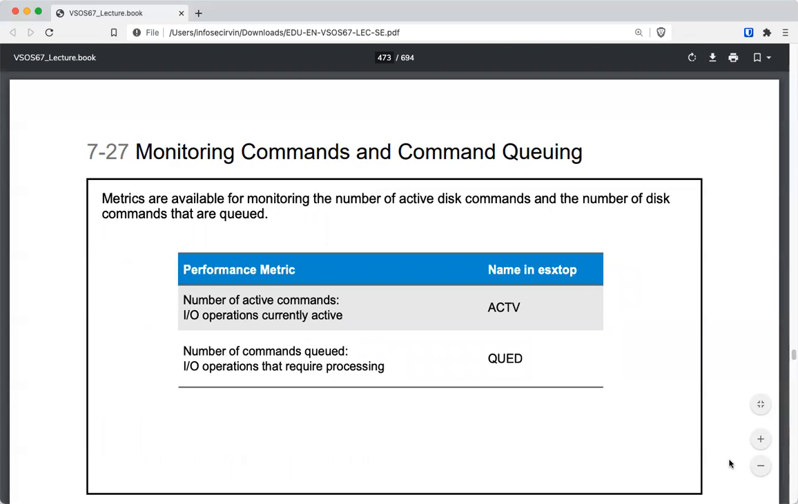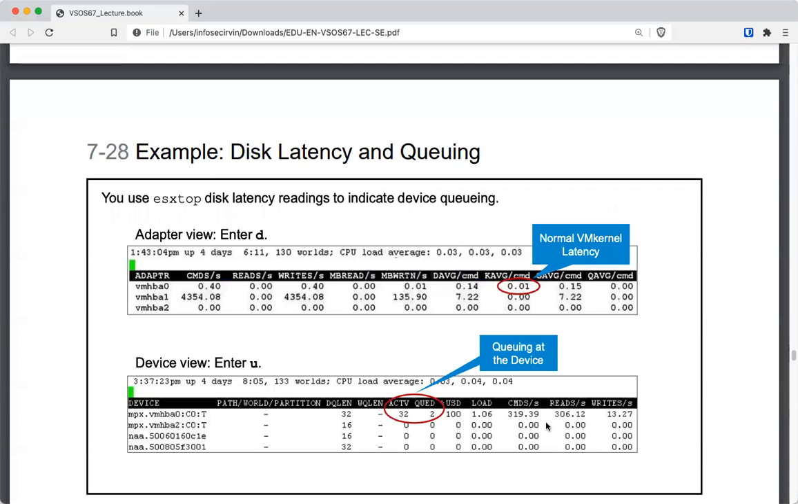The metrics, of course, are available for monitoring. So if you want to see the number of active commands, it would be this. If you want to see the number of commands that are queued, you would see this. Here they are. Looking at the device view and U, you can also see the latency on the kernel at the K average.